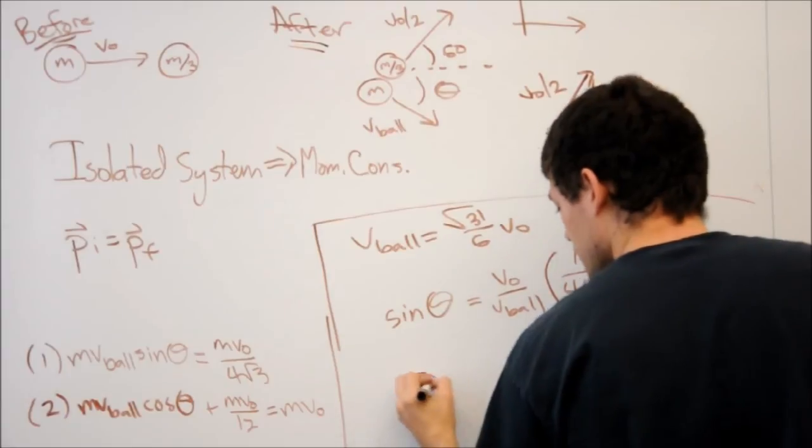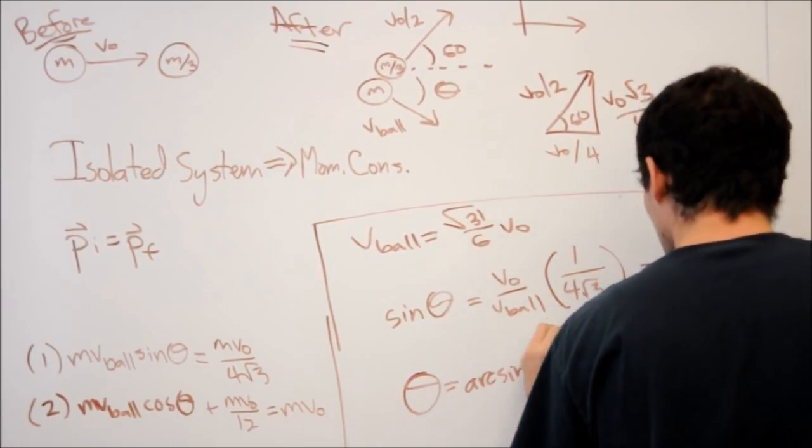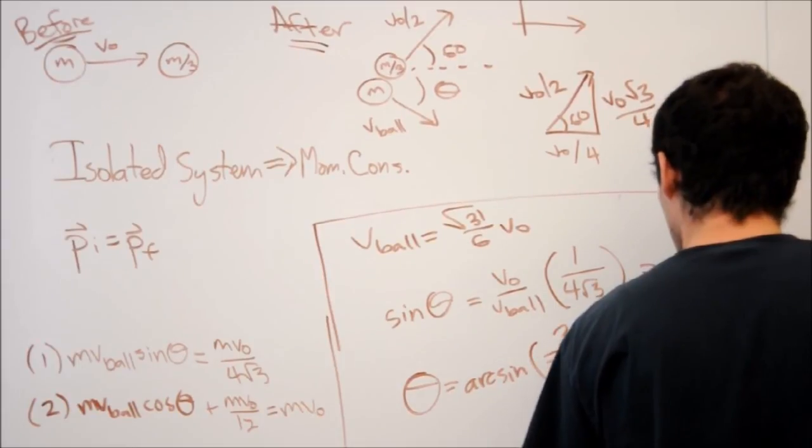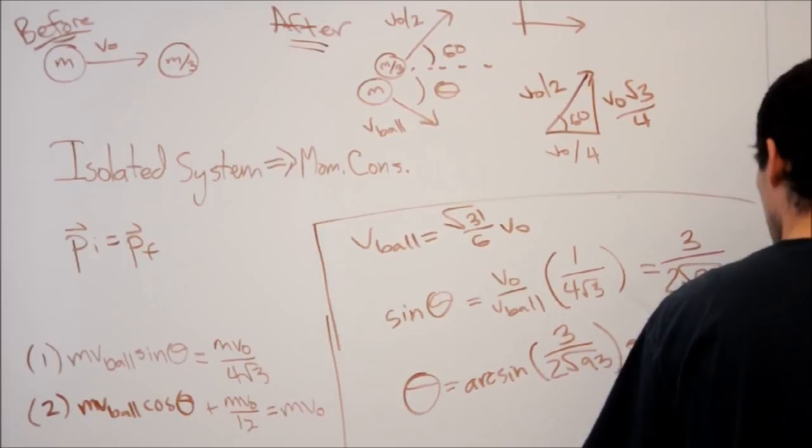And so now all we need to do is take the arc sine. We get that theta equals arc sine of 3 over 2 root 93, which is approximately 8.9 degrees.